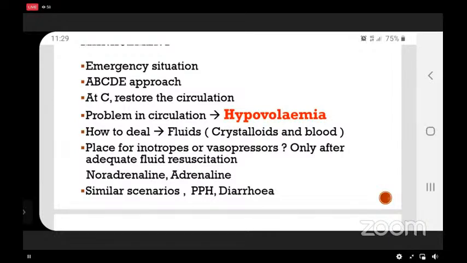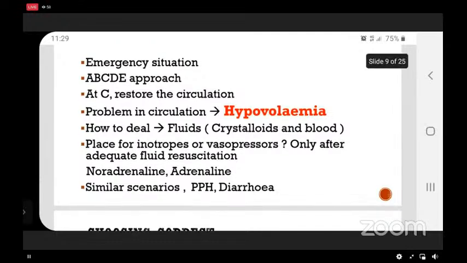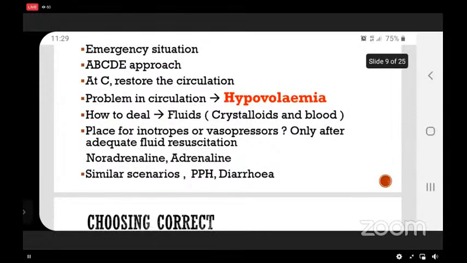So do we need to give vasopressors or inotropes in this kind of patient? Probably not, but while you are giving fluids, while you are giving blood and blood products, if the blood pressure is still low, we have to protect the brain and we have to protect the heart. So you have to keep some sort of reasonable blood pressure. So you might have to use vasopressors such as noradrenaline, or adrenaline as an inotrope, to achieve your target blood pressure until your volume status is good. Similar scenarios can happen in obstetric wards with postpartum hemorrhage, or in medical wards with diarrhea.